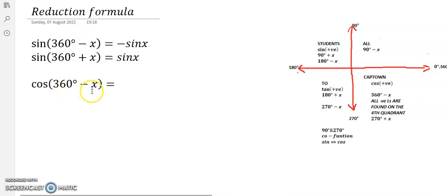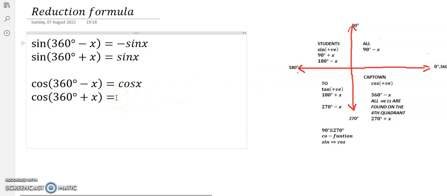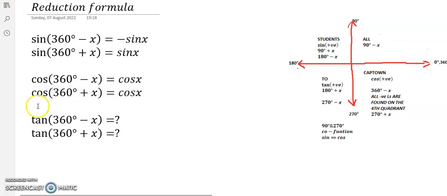360 degrees minus x is on the fourth quadrant, and here cos is positive, then we're gonna have positive cos of x. Because 360 degrees plus x is on the first quadrant, and on the first quadrant all trig ratios are positive, meaning that we're gonna have positive cos of x. Okay guys, try to figure this out on your own.